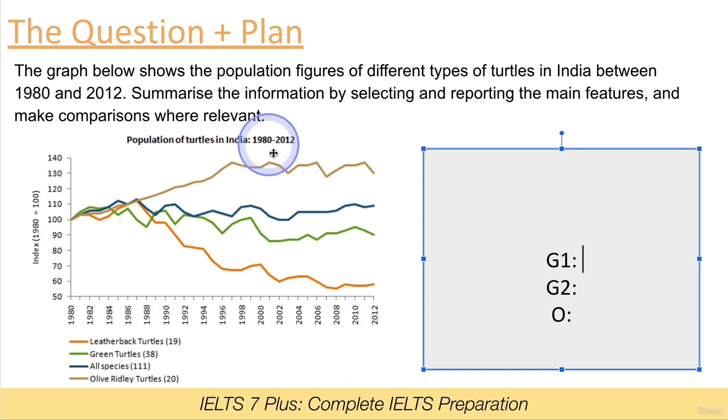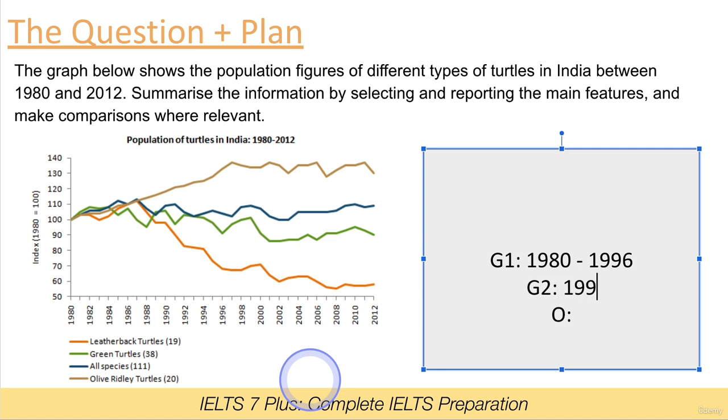You could also group together two of the turtles. Maybe you could do green turtles and all species, and then the other two. But I quite like time. It's quite easy to group the time together. So 1980 to 1996, and then we'll link them 1996 to 2012.